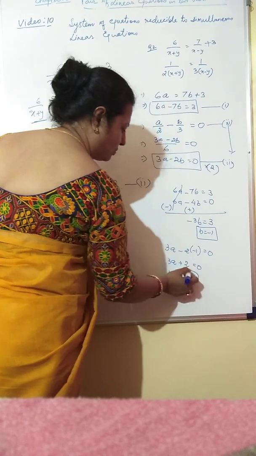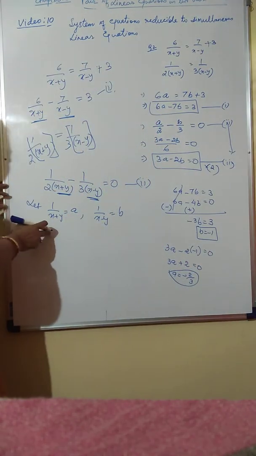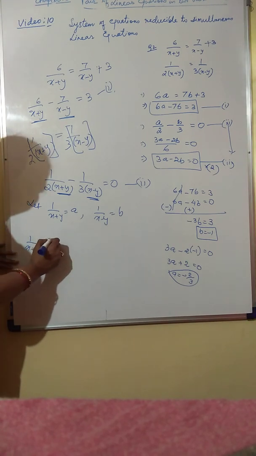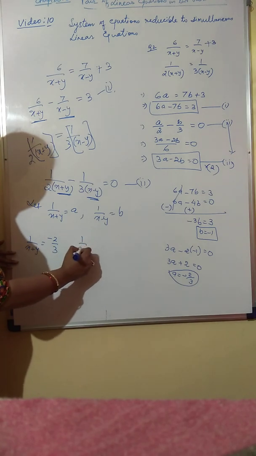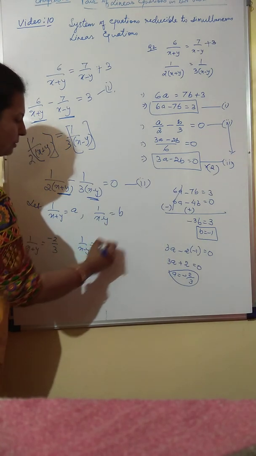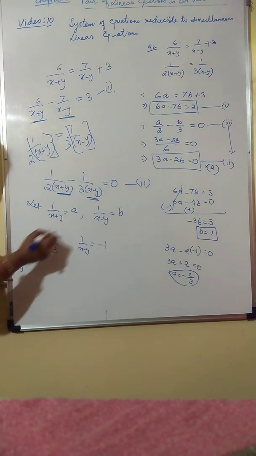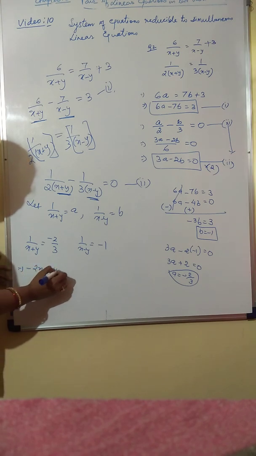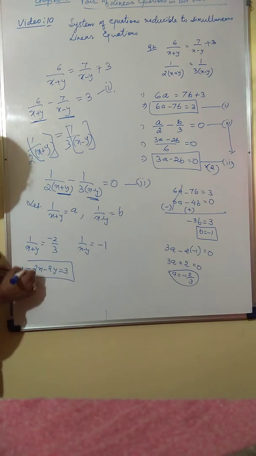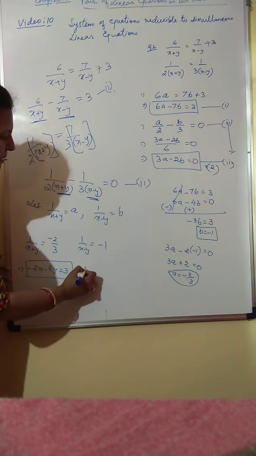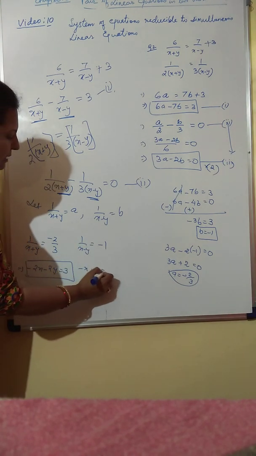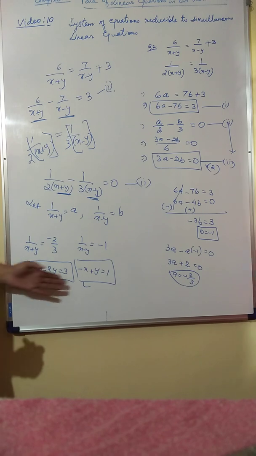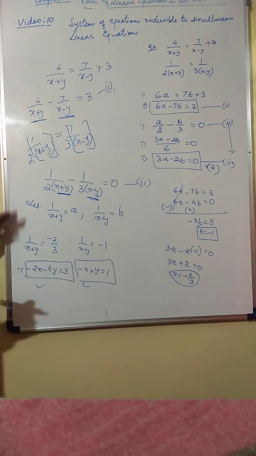So now you have these two values. Substitute it here. That means what do you get? You get 1 by (x plus y) as minus 2 by 3, and 1 by (x minus y) is equal to minus 1. So this would imply we have to cross multiply. So we get minus 2x minus 2y is equal to 3, and this will give you minus x plus y is equal to 1. So now you have to solve these two equations as well to get the values of x and y.